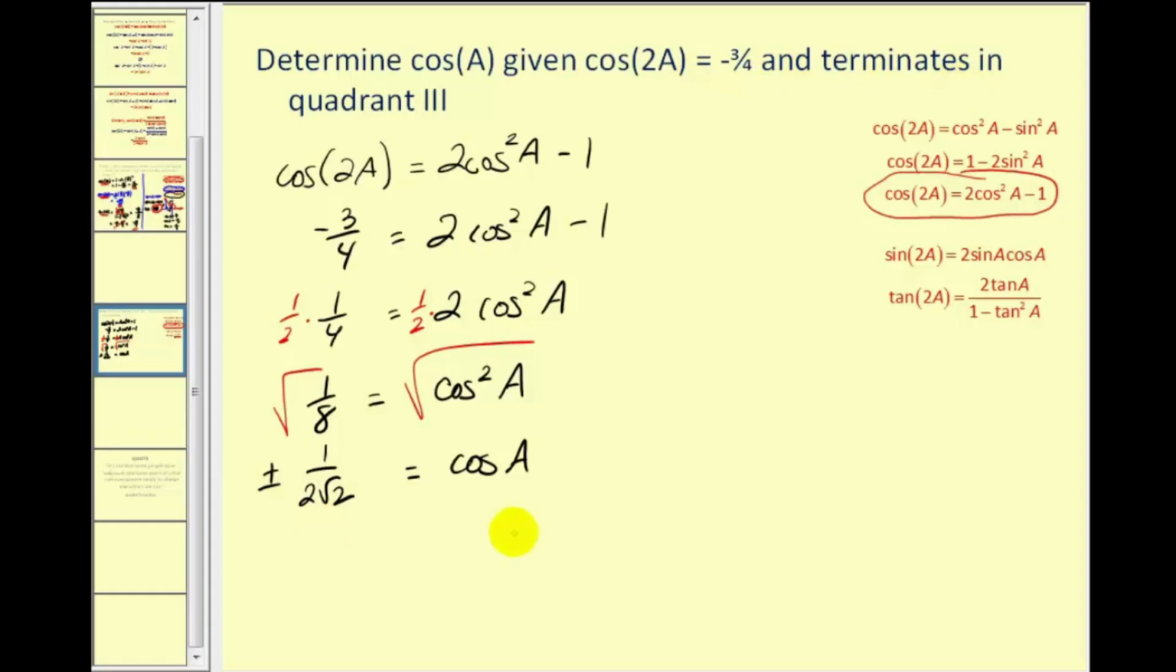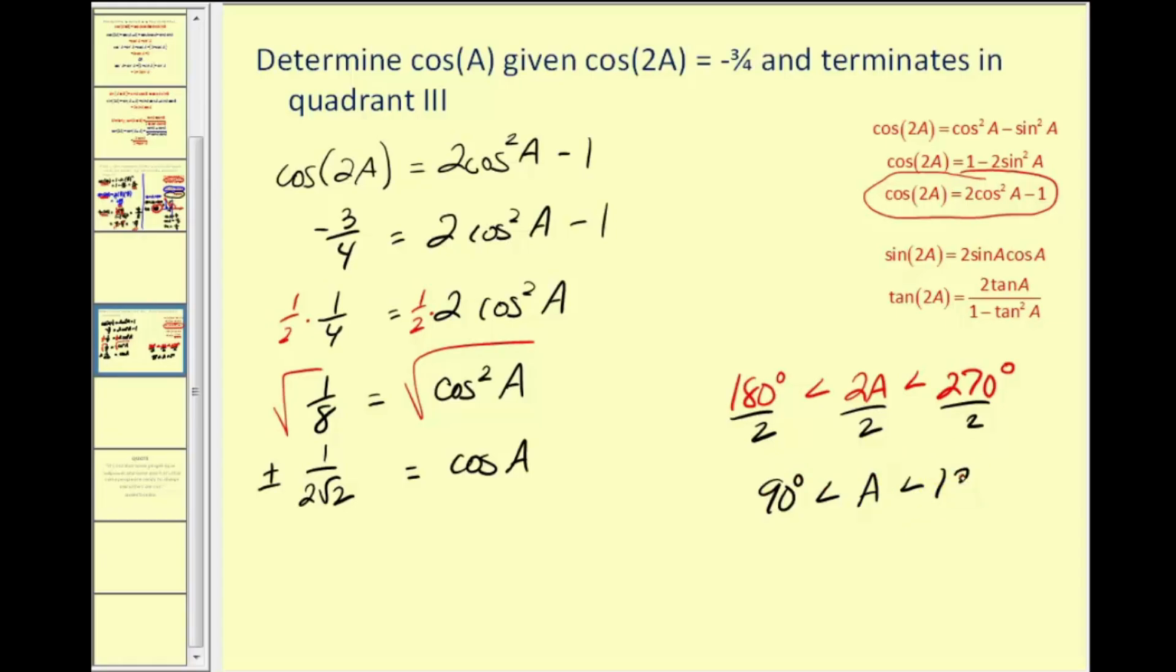It says angle 2A terminates in the third quadrant. If an angle is in the third quadrant, it must be between 180 degrees and 270 degrees. So to determine the terminal side of angle A, we can divide everything by 2, and we obtain that angle A is between 90 degrees and 135 degrees, which would put angle A in the second quadrant. In the second quadrant, the x-coordinate is negative, therefore our cosine value would be negative.